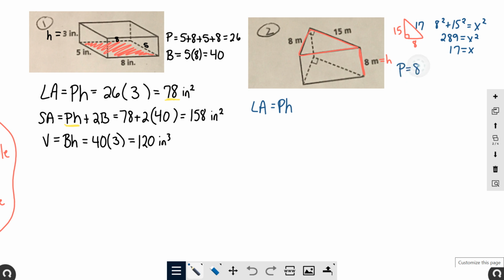So the perimeter of this base is 8 plus 15 plus 17, which gives us 40. A lot of times when you see these triangular prisms, you're going to have to do Pythagorean theorem. All right, so P is 40 and H is 8. And it's the 8 here that's on the side from base to base. So 40 times 8 is 320. Don't forget units. This would be meters squared.